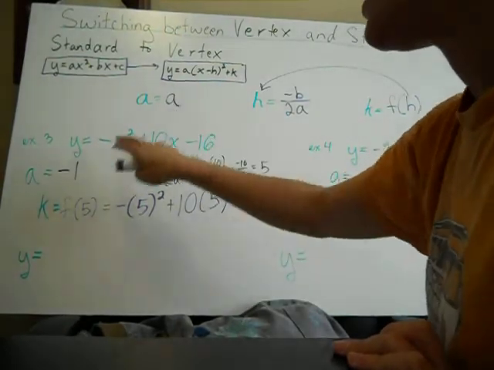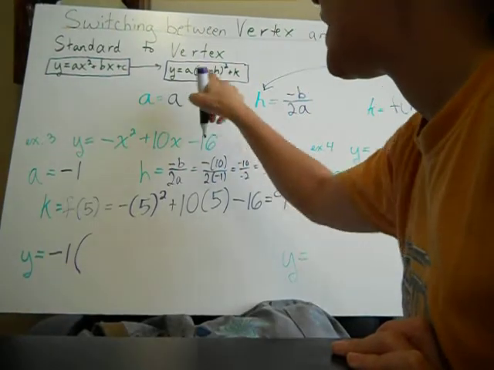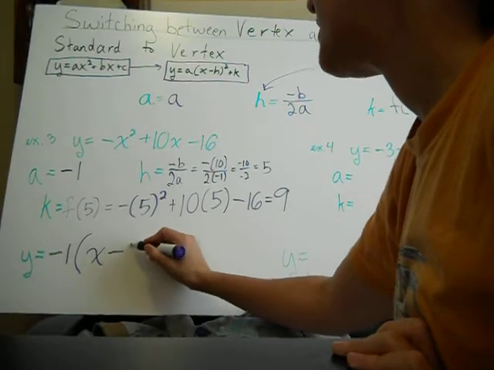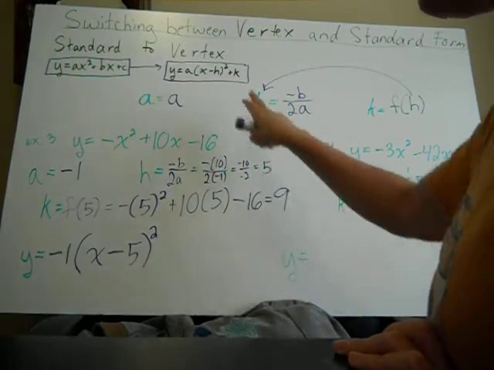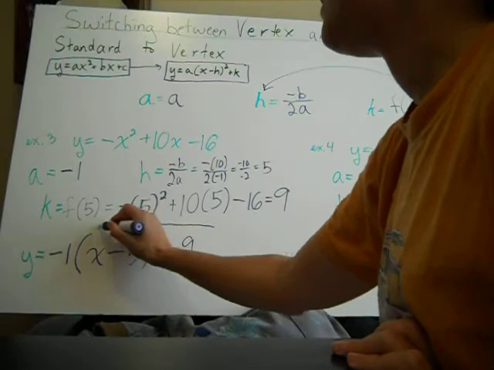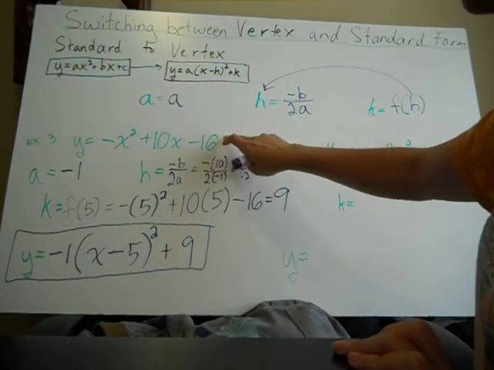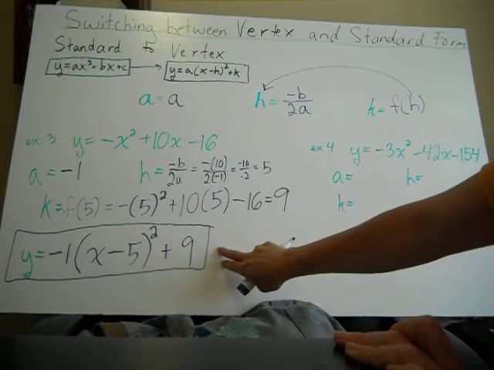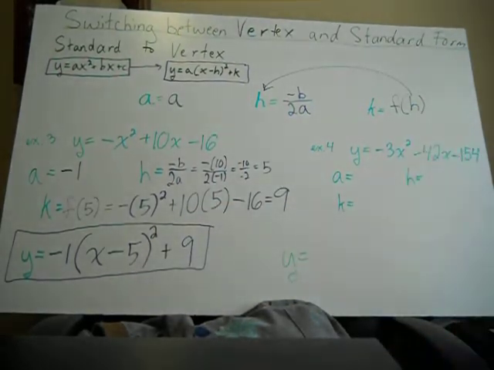So y is equal to A, so -1, parentheses, x minus h, and h is positive 5, so x minus 5. Don't forget to close your parentheses and put the square on it, and then plus k, so since it's a positive 9, plus 9. And this is the same thing as this, but here this is standard form, and now we've put it in vertex form. And as you've already learned, the nice thing about this is you can look at it and just know your vertex is 5, 9. Thus the name, vertex form.